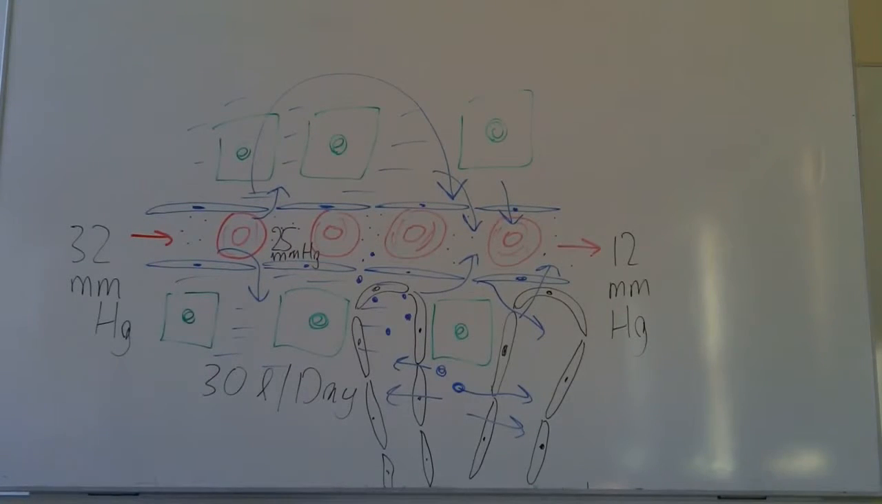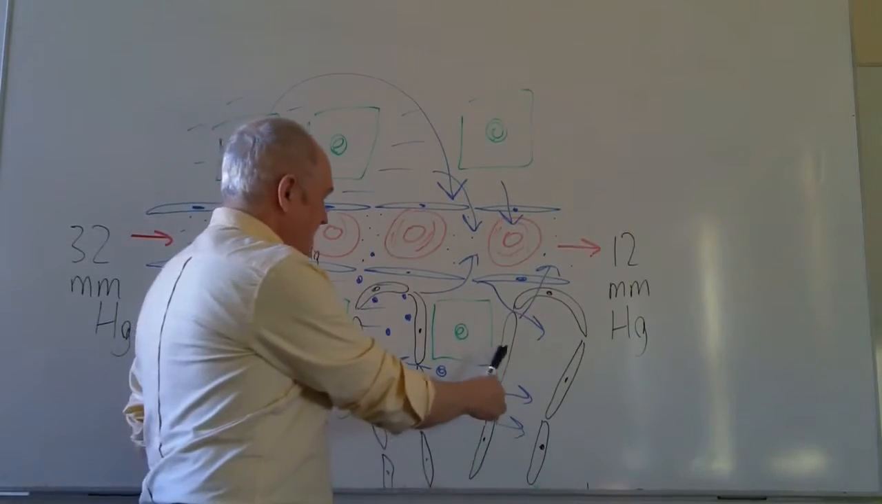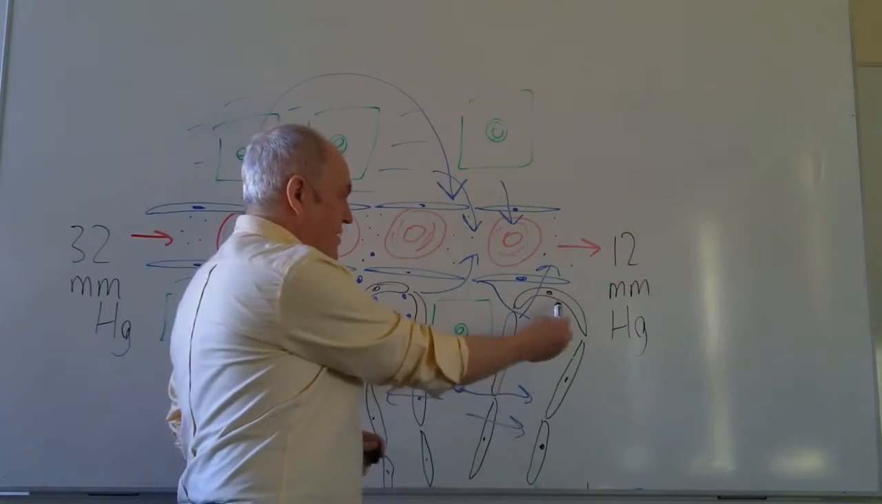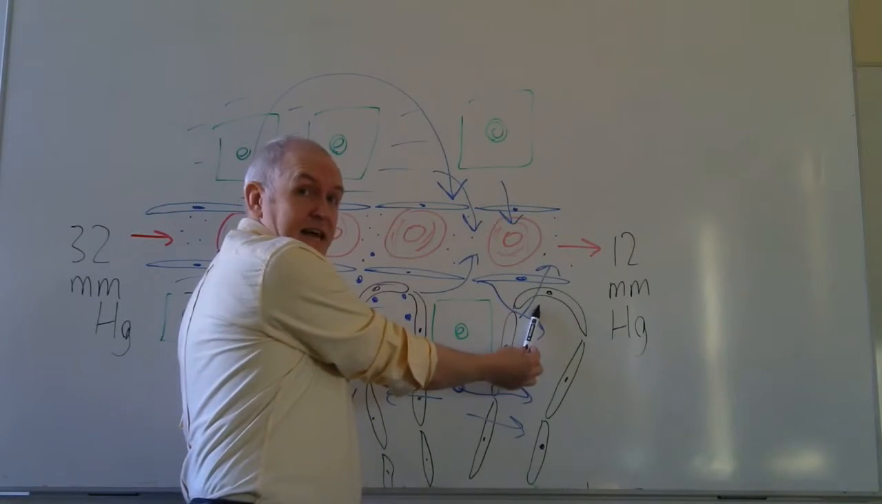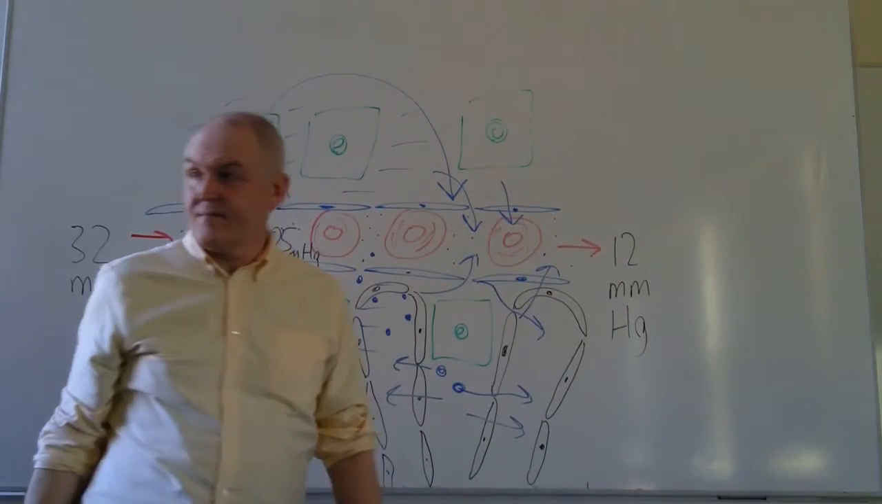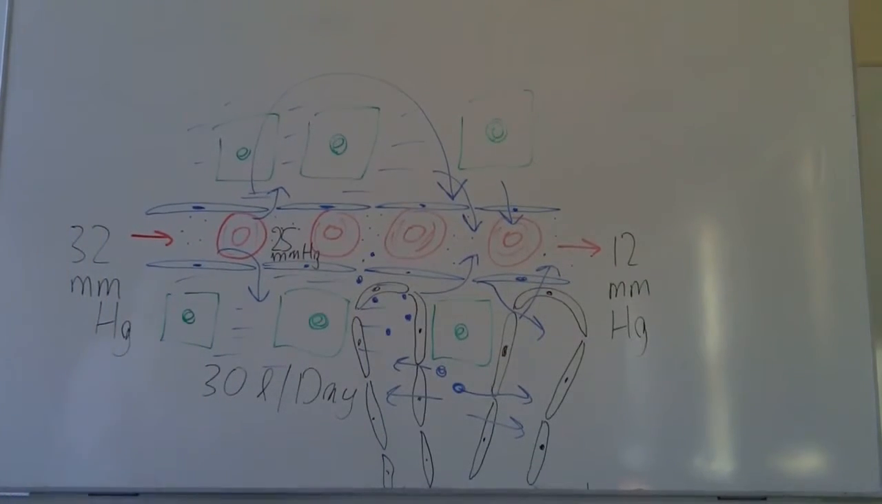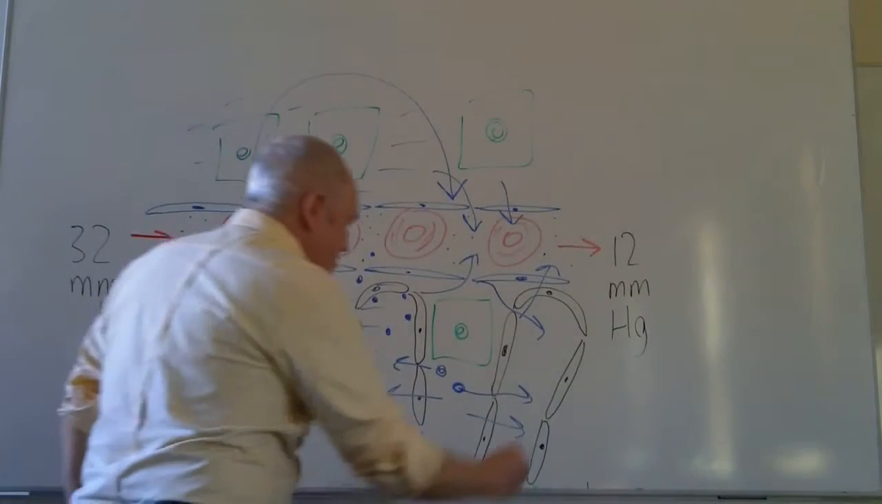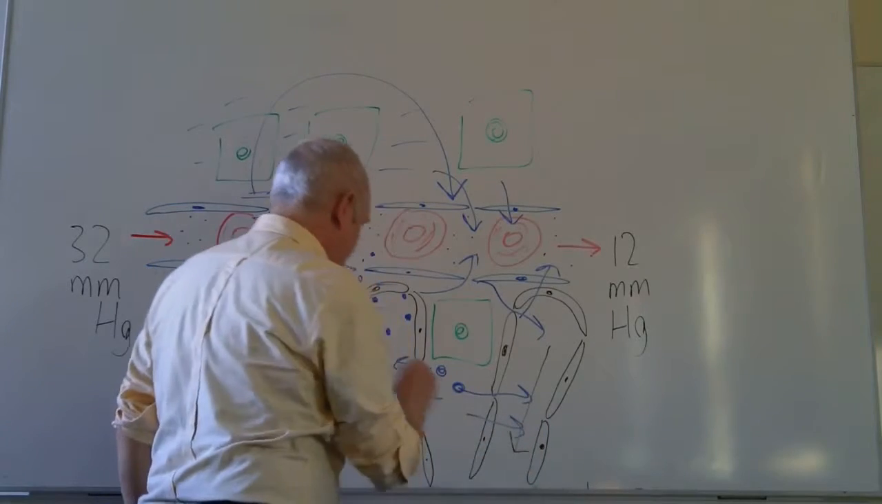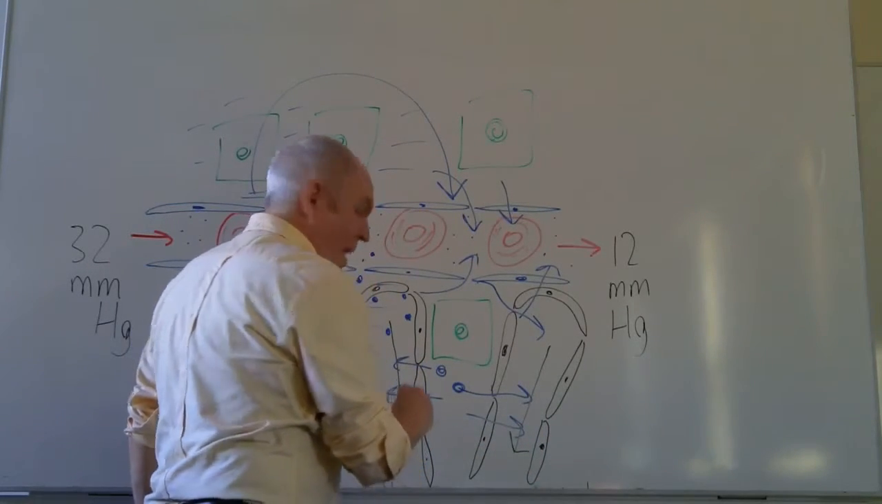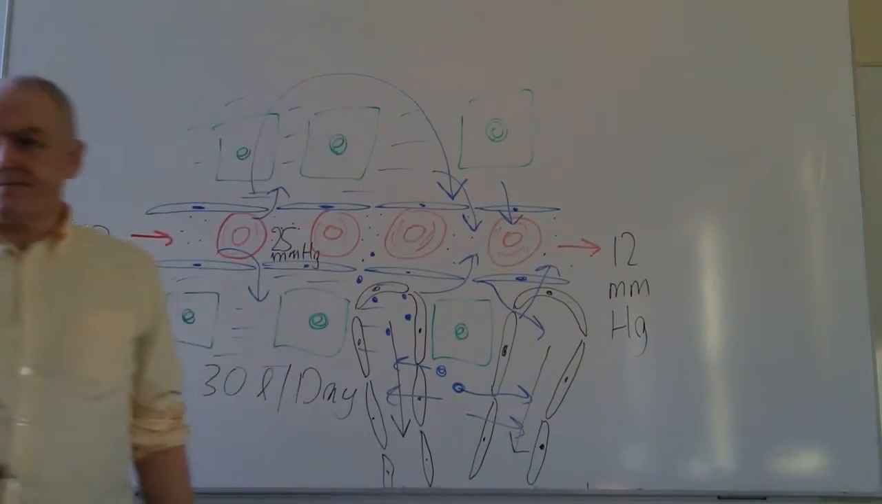And because the lymphatic capillary is blind-ended, can you see that once this material's in here, it can't go that way, because that's a dead end. So it's got to go down through the tube of the lymphatic capillary, away from the tissue spaces.